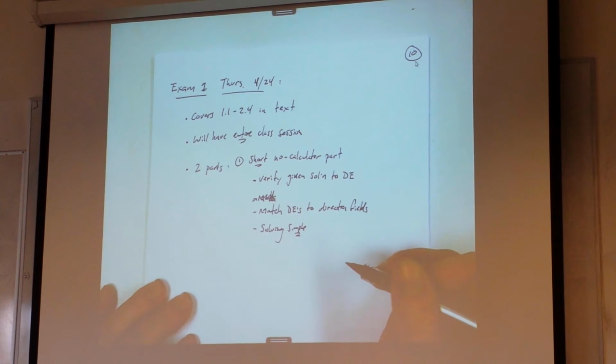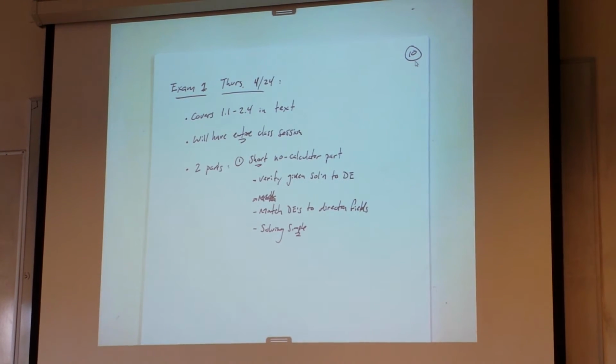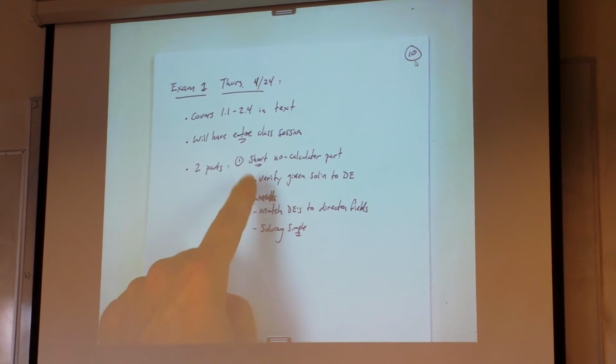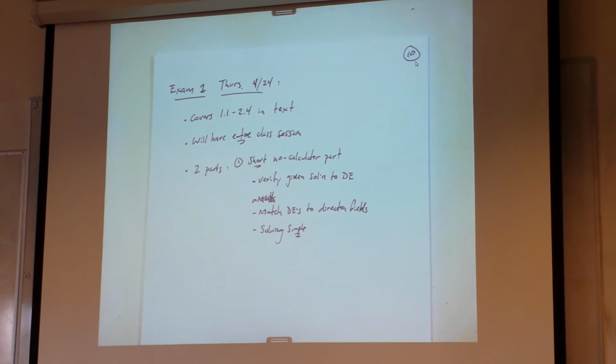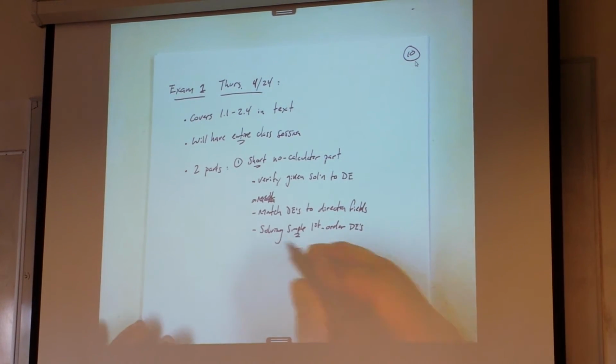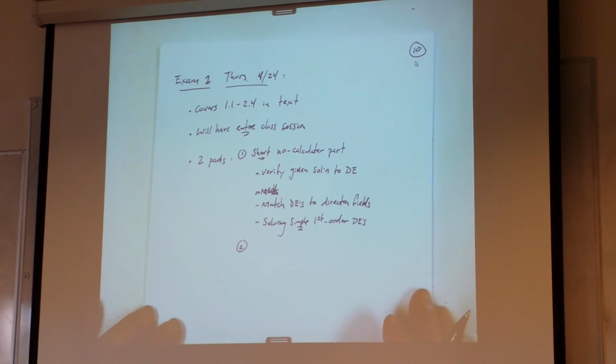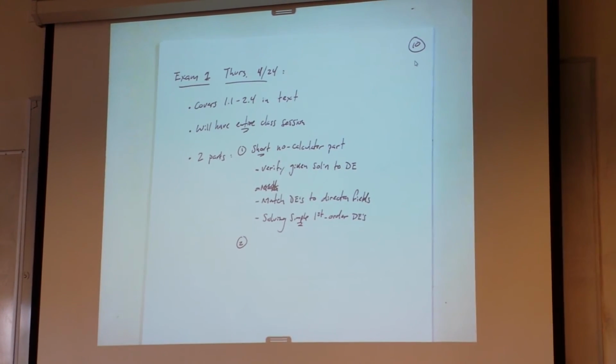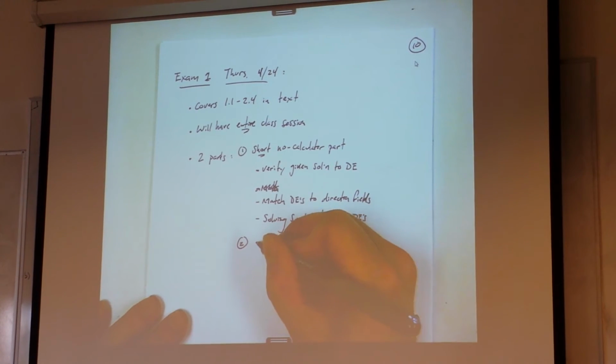So things that are separable. I don't think I'll have any linear ones where you have to do the integrating factor by hand. So that probably wouldn't be on the no calculator part. So solving simple first order equations, like separable, stuff like that. All right, the second part, the calculator portion, of course.